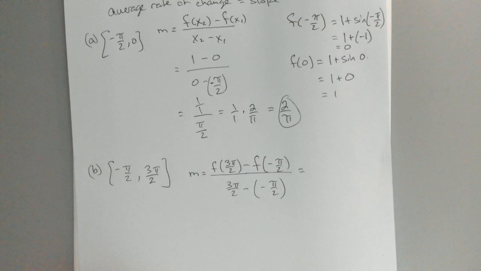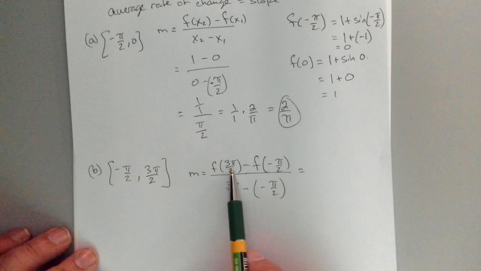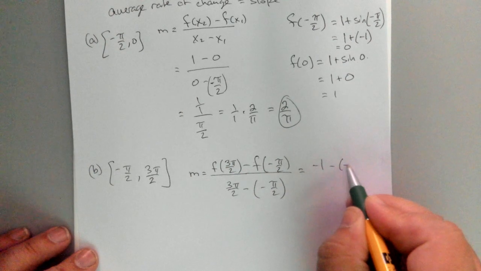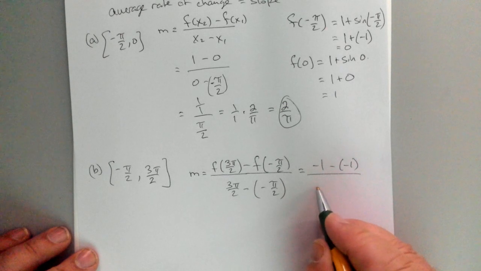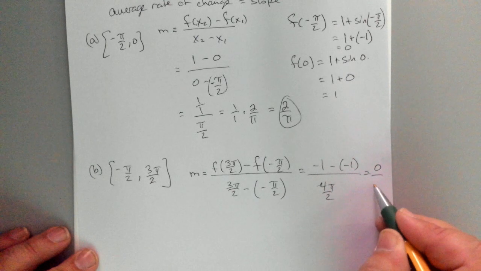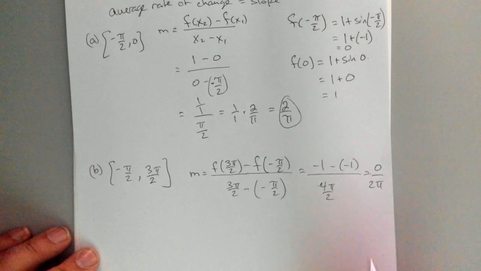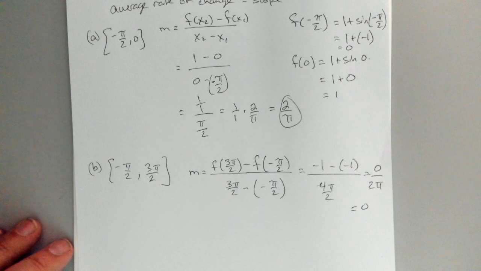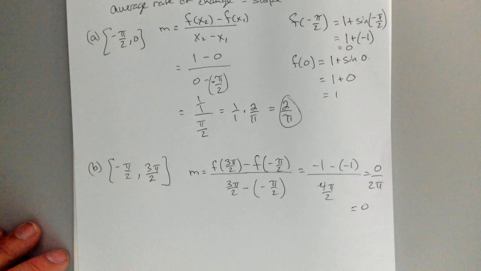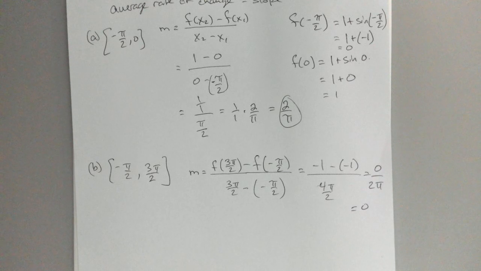Since they're the same point, what's going to happen to the function? It becomes 0. Because the numerator, these are the same points, so it's going to be negative 1 minus negative 1. That's going to be 0 over 2 pi, which is 0. Are you okay with that? Let's get the next one.